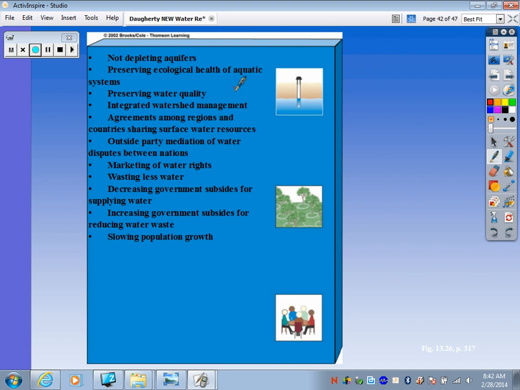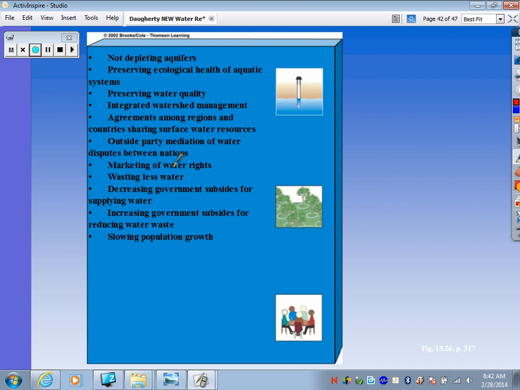Okay, here's some other things that we can do to help with water conservation. Not withdrawing too much groundwater and not depleting aquifers. Let me see if there's anything new we've talked about. Okay, agreements among regions and countries sharing surface water resources.